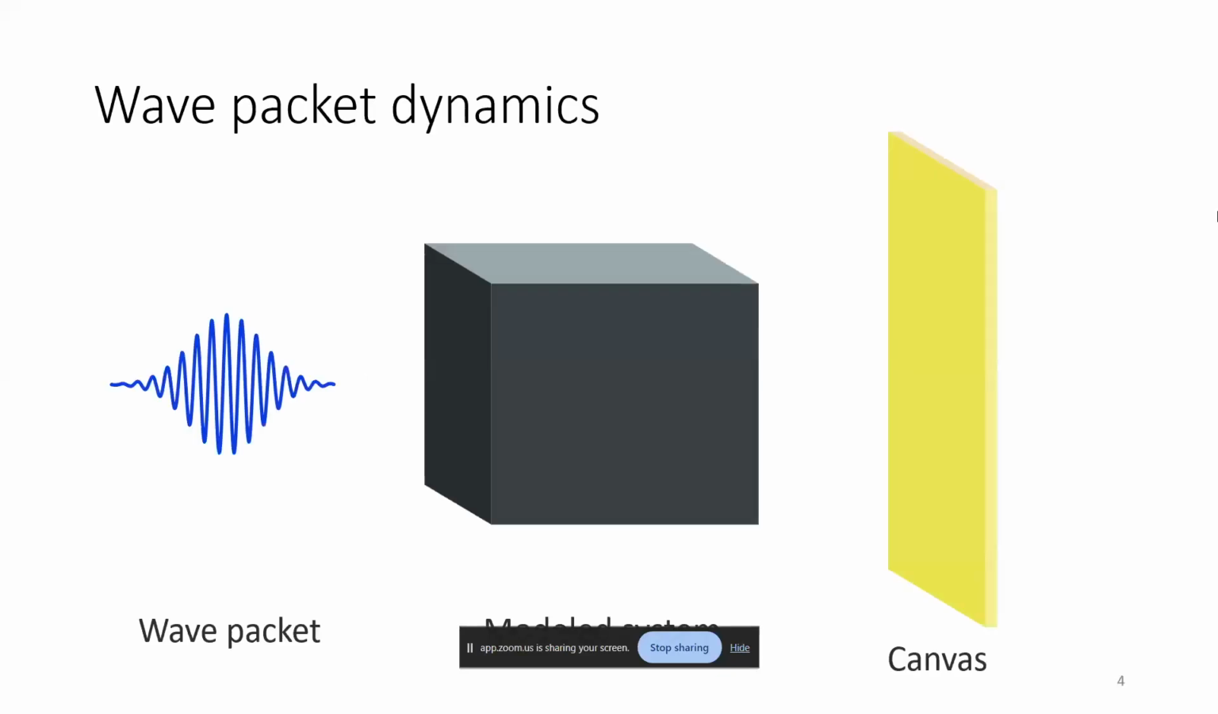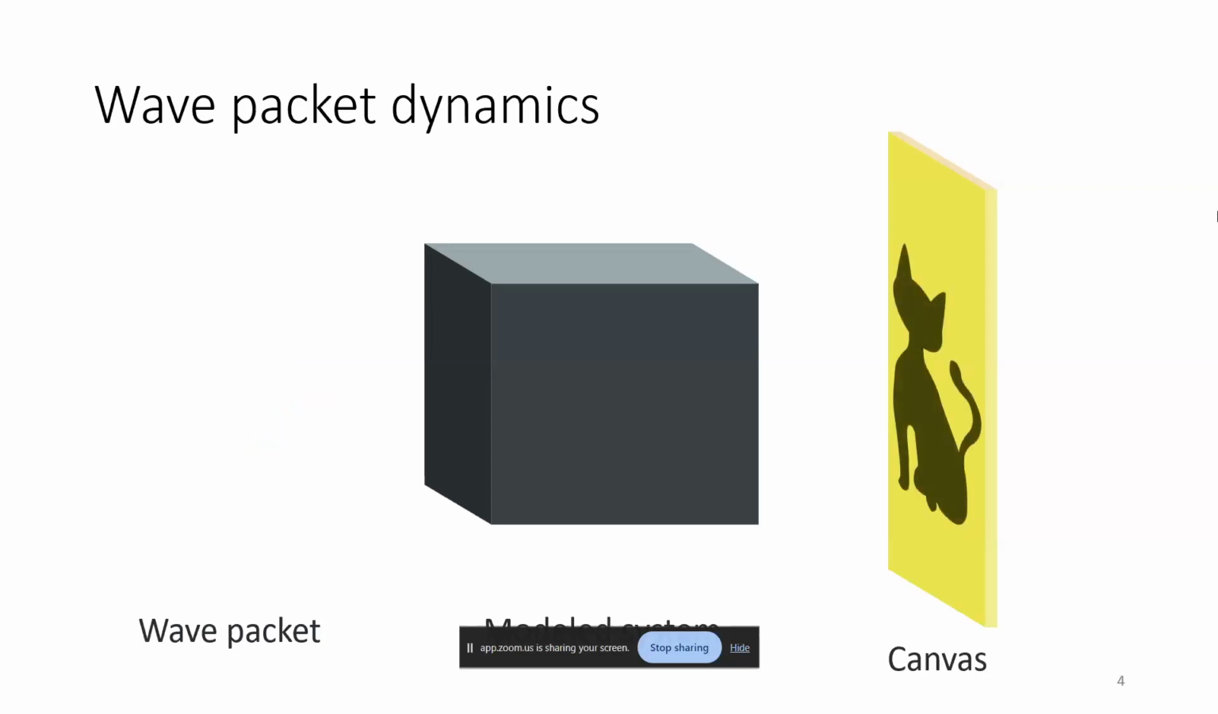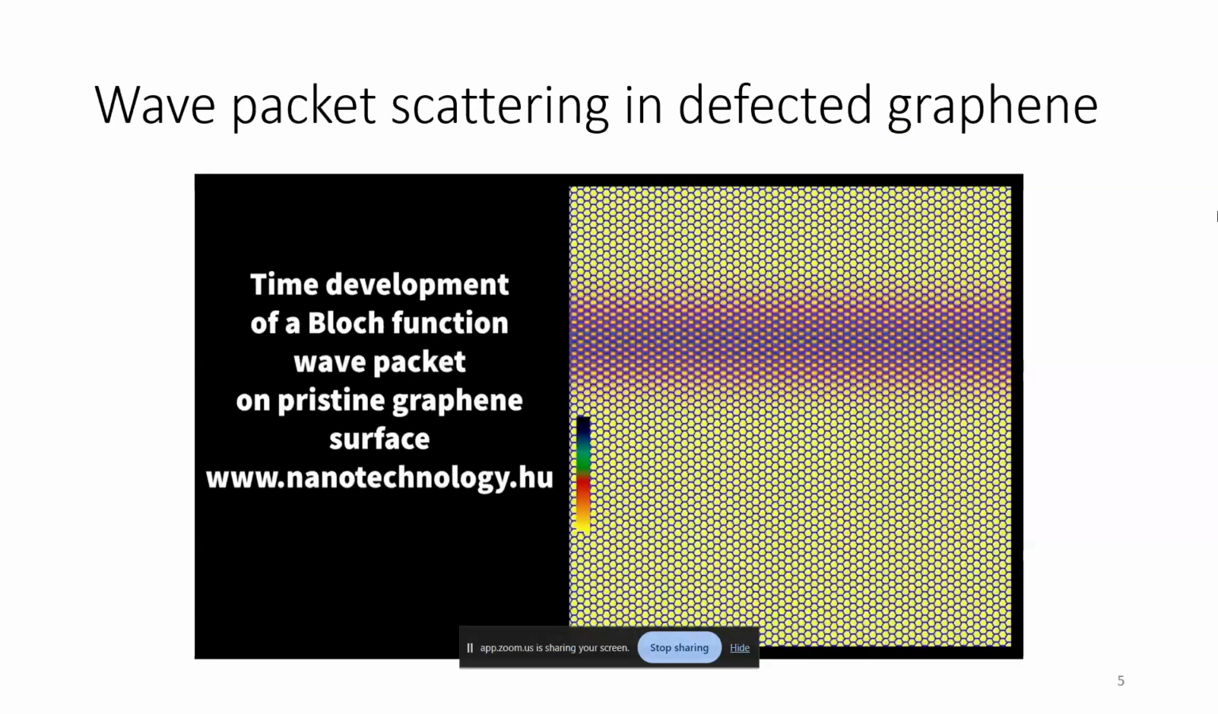So what is wave packet dynamics? It's a methodology where you take a well-localized wave function and let it evolve in an arbitrary physical system. And then, of course, the scattering is dependent on the content of this physical system. In this animation, you can see the evolution of this wave packet in purple.